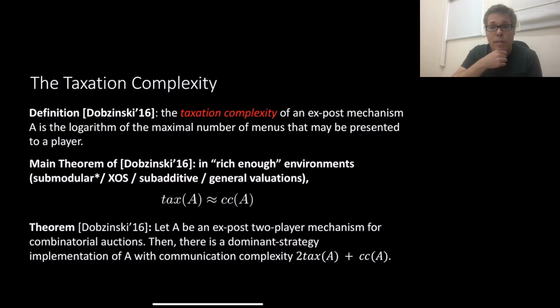We need the notion of a taxation complexity. So what is the taxation complexity of an ex post mechanism? It's simply the logarithm of the maximal number of menus that can be presented to a player. So we fix some player, then we go over all possible valuations of the other players and count the number of menus that they present to the player that we have fixed. We take the logarithm of that number because we want the number of bits that we need in order to point to a specific menu that is presented. And that's the taxation complexity of the mechanism.